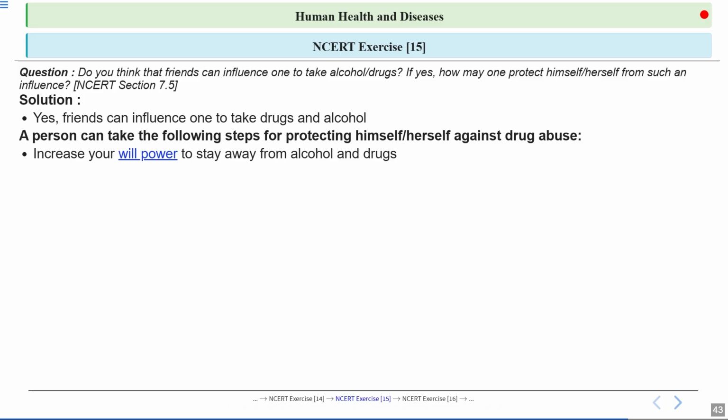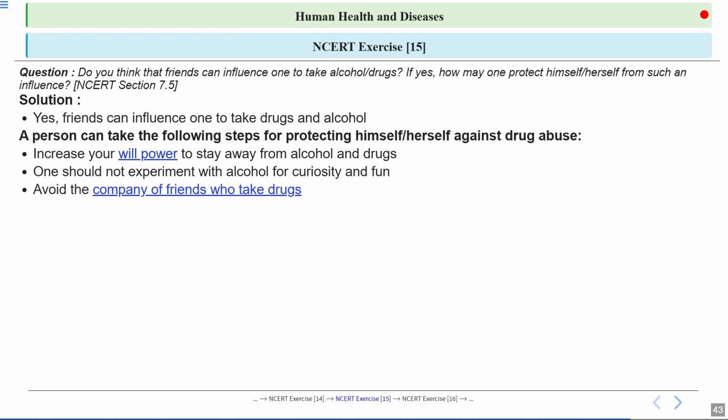First step is to increase your willpower to stay away from alcohol and drugs. Next, avoid experimenting with alcohol just out of curiosity or for fun. Sometimes what starts as a small experiment can lead to bigger problems. It's better to stay safe and not take unnecessary risk.